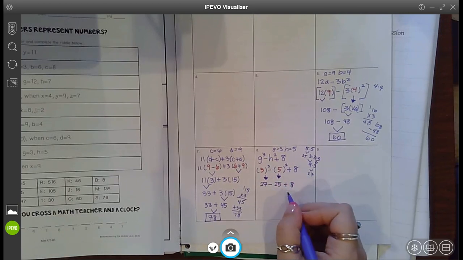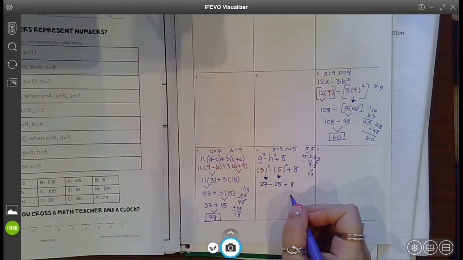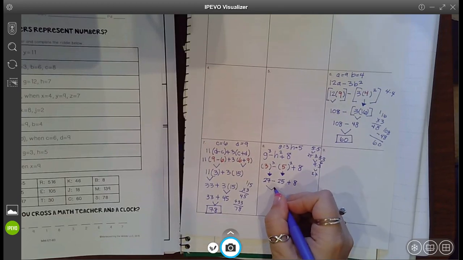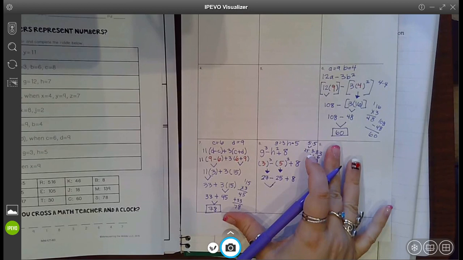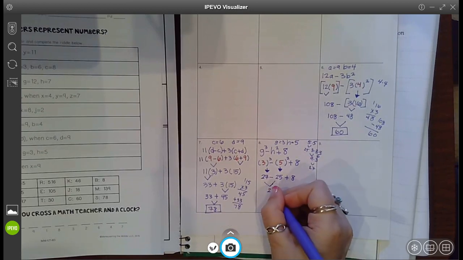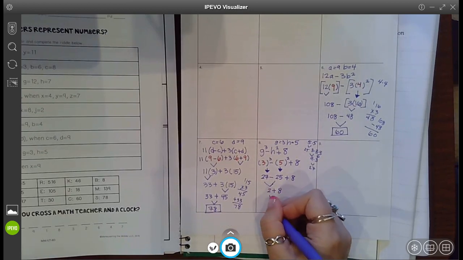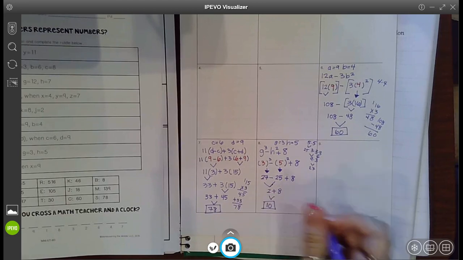Okay, and then you add these next, right? No. Okay, when you're deciding between adding and subtracting, you go from left to right. Okay, you always multiply or divide before adding and subtracting, but when deciding between adding or subtracting, it's left to right. So I'm going to go ahead and do these first. 27 minus 25 is 2. Bring down the plus 8, and 2 plus 8 is a final answer of 10.